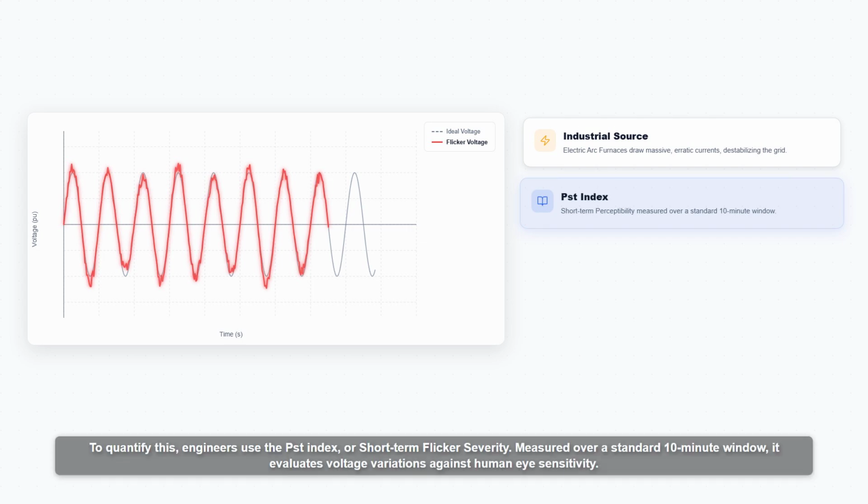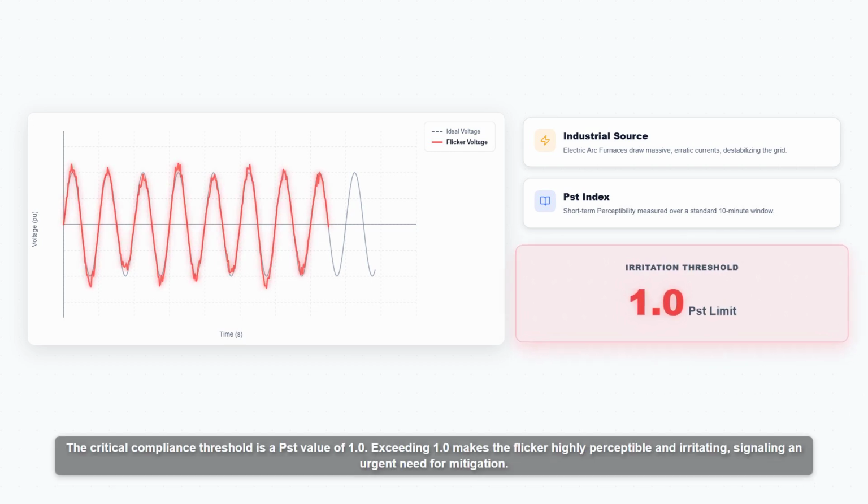To quantify this, engineers use the Pst index, or short term flicker severity. Measured over a standard 10-minute window, it evaluates voltage variations against human eye sensitivity. The critical compliance threshold is a Pst value of 1.0. Exceeding 1.0 makes the flicker highly perceptible and irritating, signaling an urgent need for mitigation.